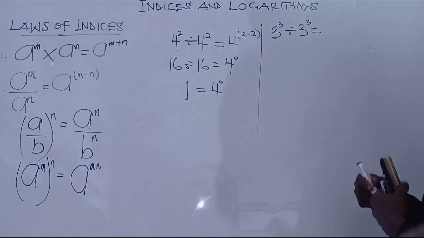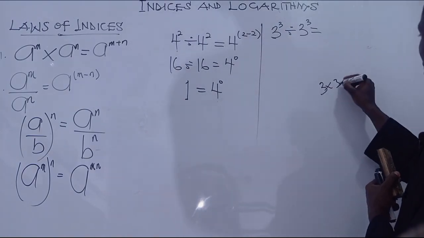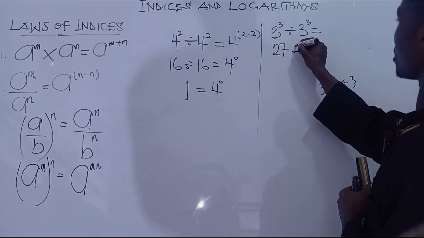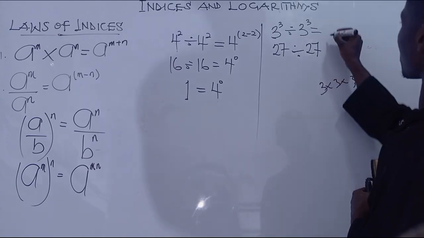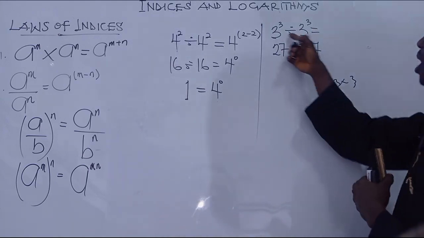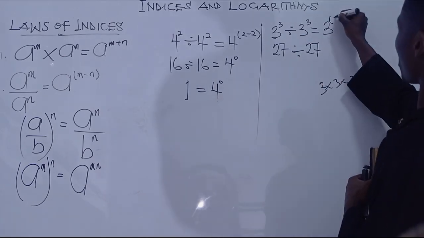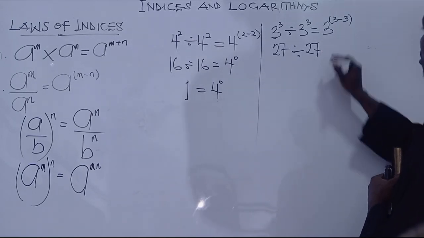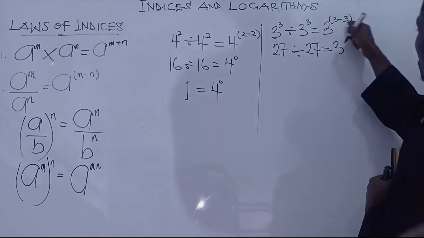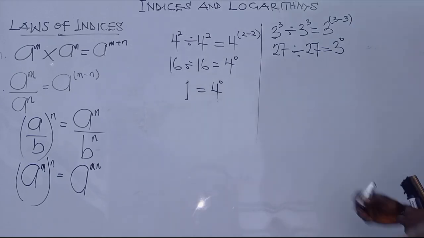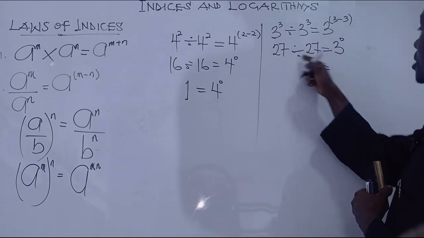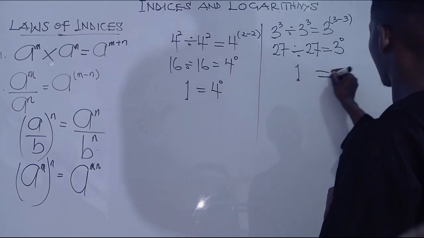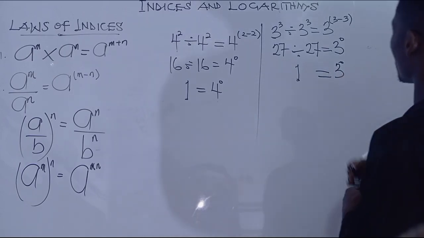Now we know that 3 raised to the power 3 is what? 3 times 3 times 3, and that gives us 27. So we have 27 divided by 27. Now applying the laws of indices, we can write this as 3 raised to the power 3 minus 3. So we have 3 minus 3 will give us 0. Now let's continue. 27 divided by 27 will give us 1. And then we have 3 raised to the power 0.